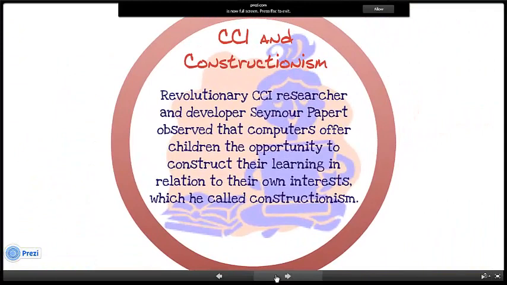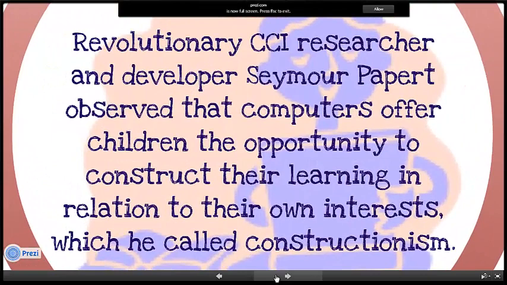Speaking of tablet devices, as revolutionary CCI researcher and developer Seymour Papert observes with his theory of constructionism, computers, and in this case tablet devices, offer children the opportunity to construct their learning in relation to their own interests. This idea of constructionism opens the door to endless kinds of learning interactions, and devices like tablets give children the chance to engage in this kind of open-ended exploration. Because tablets do not require separate input devices like keyboards and mice, as well as their overall flexibility and versatility, tablets offer potential for successful manipulation by very young users.